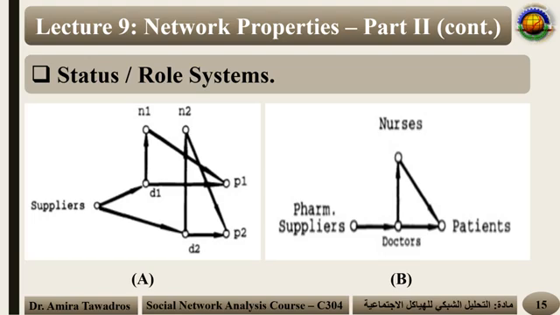Let's start with the first example, which is the role of structural equivalence in detecting status or role systems. Network equivalences can be seen as a formulation of status or role in a society. So, for example, as you see in the figure, a nurse is defined as a nurse by the characteristics of the relations that he or she holds with patients, doctors, and other nurses.